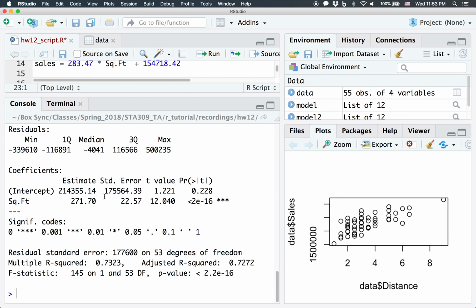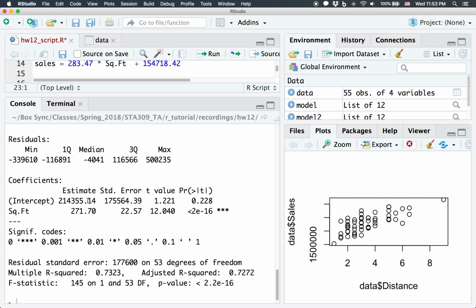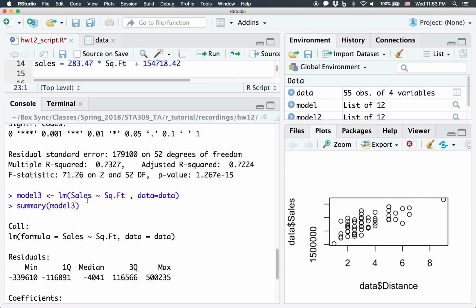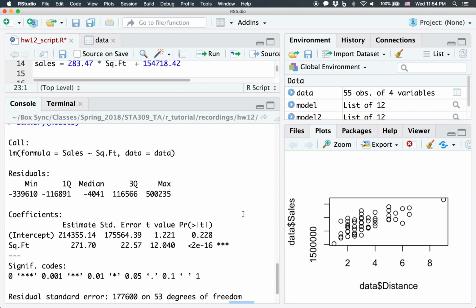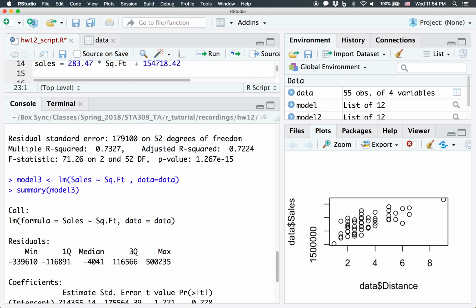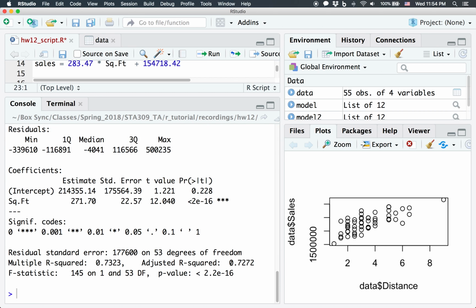Okay, so in the previous model, when we had the two variables, the r square was 0.7327. Now we have one variable, but the r square is very close to what we had. Now we have 0.7323, and adjusted r square is 0.7272. Earlier we had adjusted r square 0.7224, which is smaller than what we have in our third model.